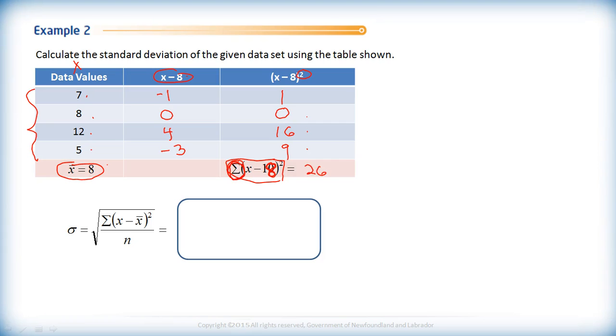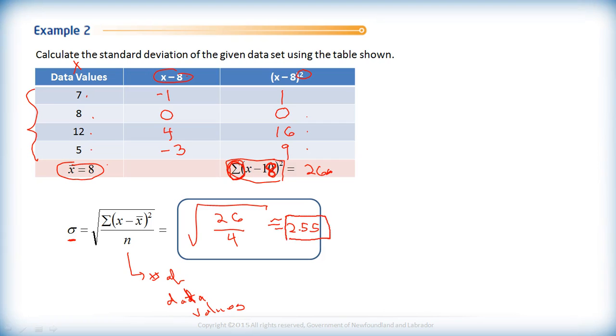Then to find our standard deviation, small sigma, we take the square root of that sum, which was 26, divided by n, which is the total number of data values that we had. In this case that was 4. So all I have to do is ask my calculator, what's the square root of 26 divided by 4? 26 divided by 4, then square root, is about 2.55. So what that tells me is I have a standard deviation of about 2.55. On average, any random data value that I picked from this set of 4 would be about 2.55 units away from the mean.